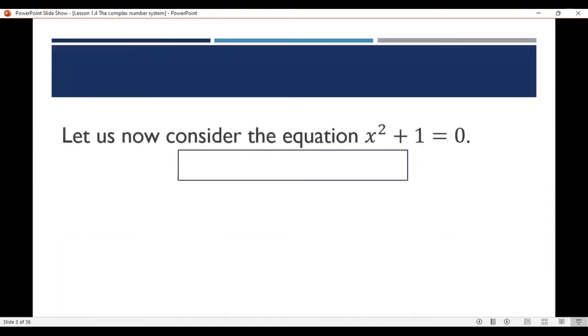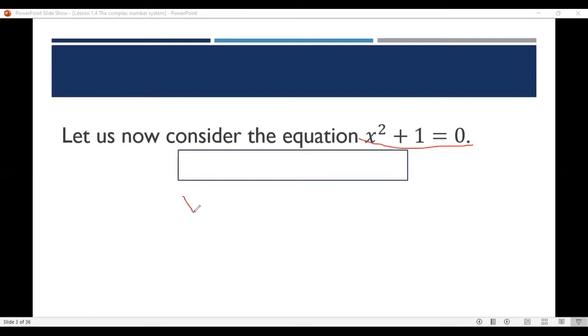Let us now consider the equation x squared plus 1 equals 0. Ito yung ating equation given. Pero bago doon, mag-review muna tayo ng mga equations which is solvable under integers or maybe pwedeng real numbers na rin.